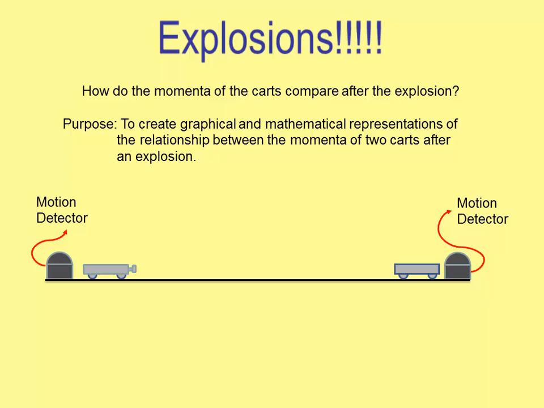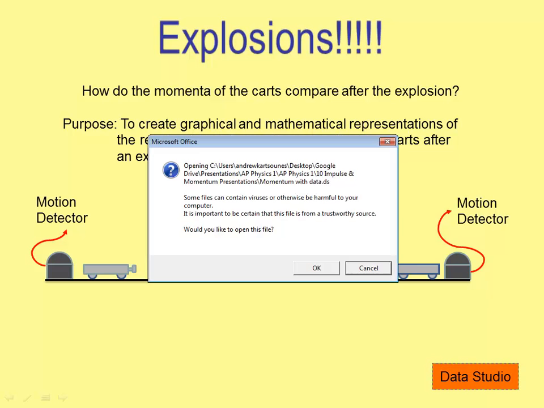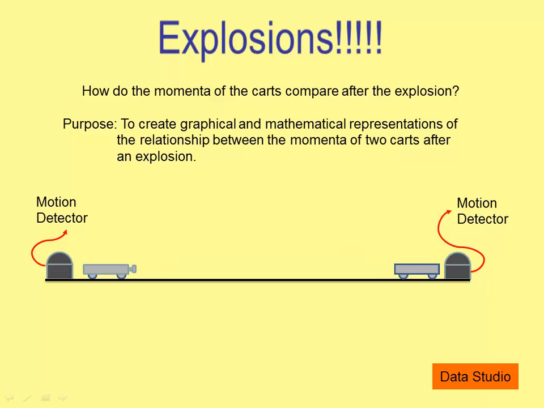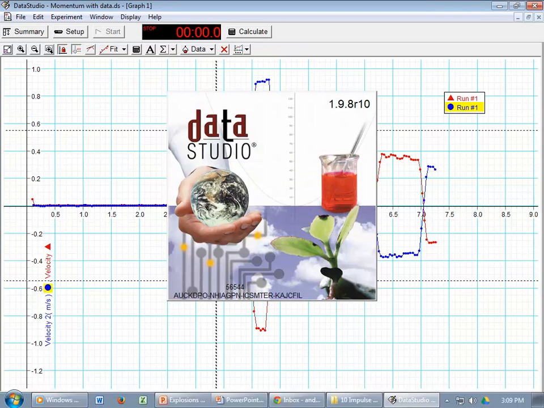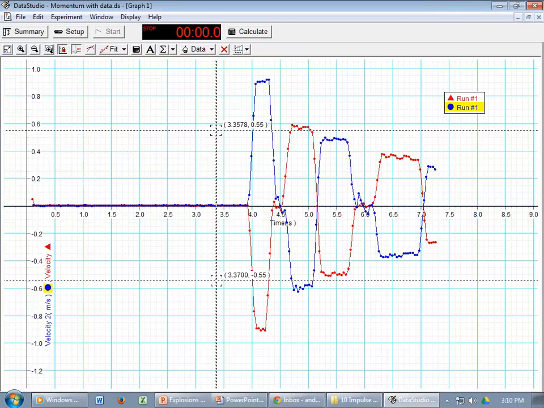So those are the things you're going to change, and kind of like the last lab we did, you're going to do a bunch of different trials, graph the momentum of one cart versus the momentum of the other cart, and see what you get as a slope to see if they are related, and if so, how. Now, in terms of what the equipment's going to look like, you're going to open up a file. The file will give you data that looks something like this.